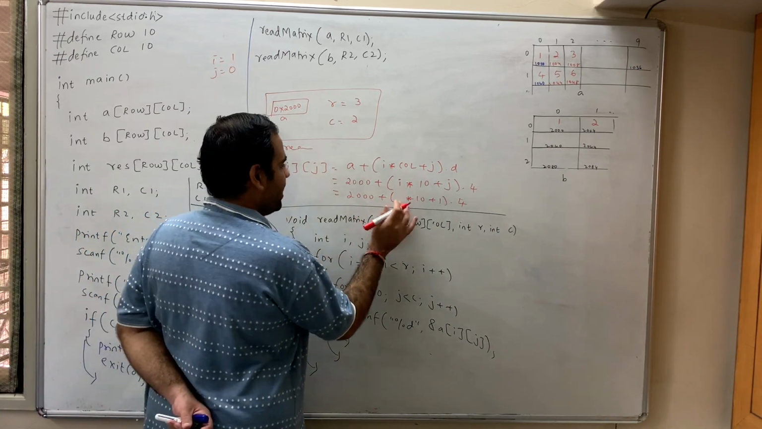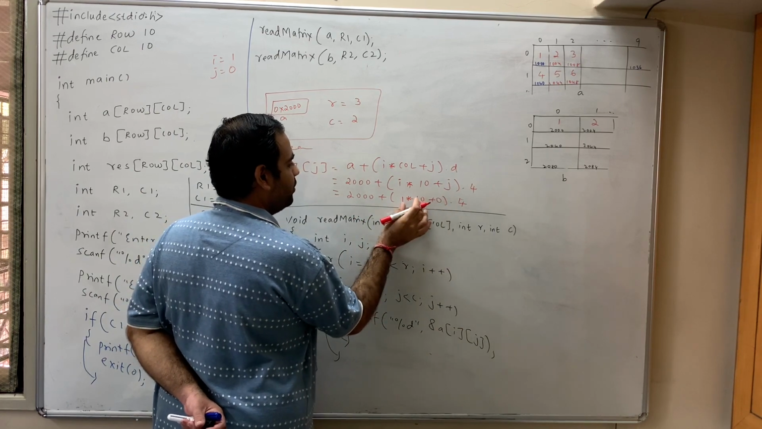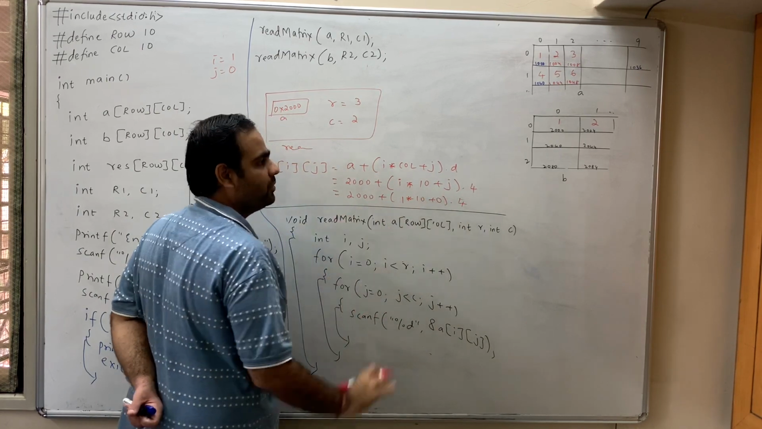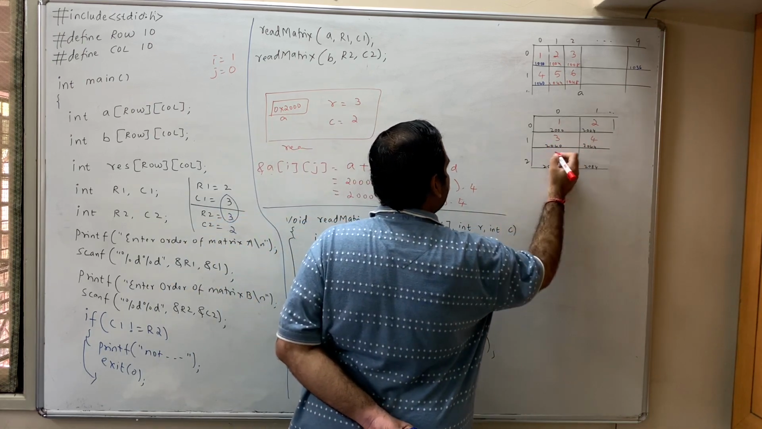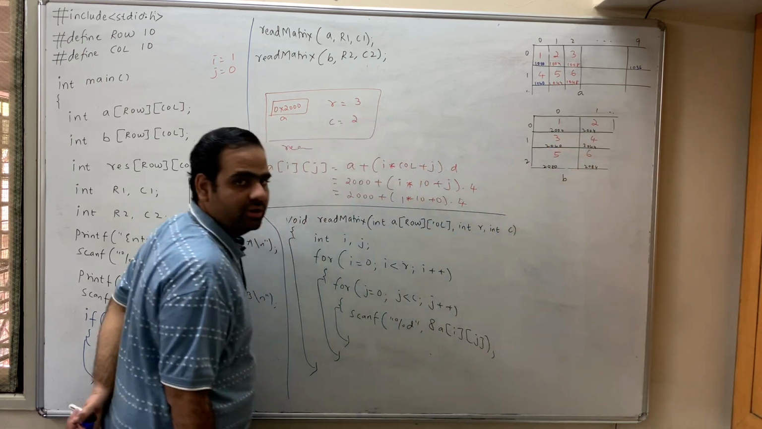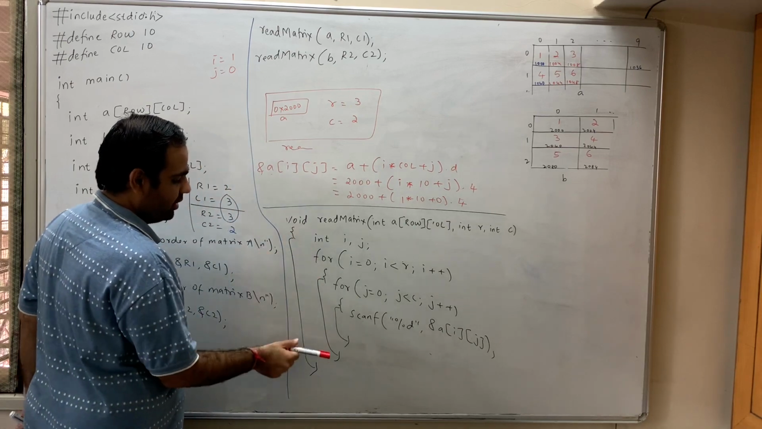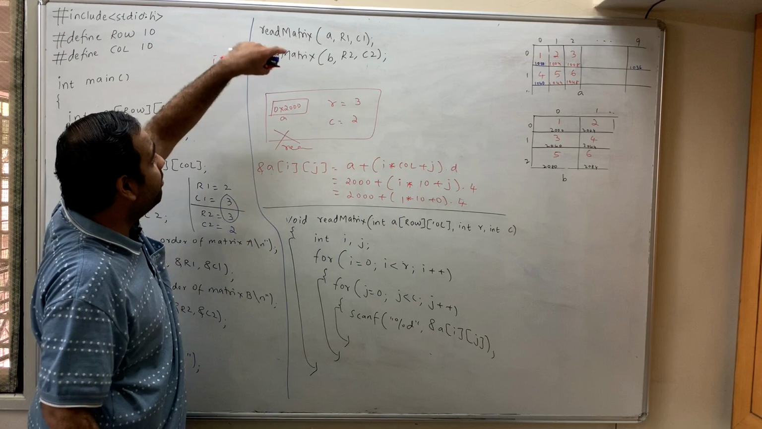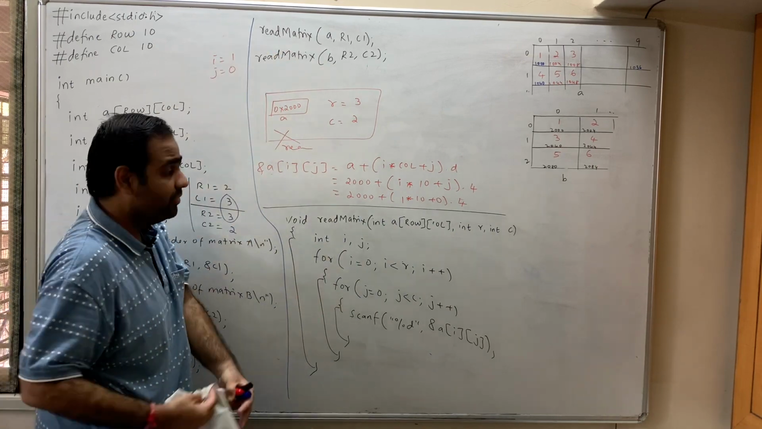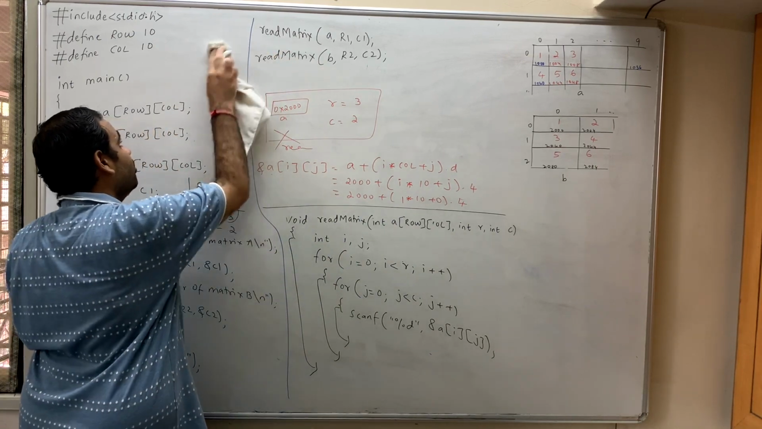Now wherever there is i, you write down 1, j is 0, 1 into 10 is 10, 10 into 4 is 40, 40 plus 2000 is 2040. It says read integer here. Similarly, you trace it yourself, and after this the closing bracket of the function is taken as return. The scope dies, you come back to main and you see that the matrix B is also read.